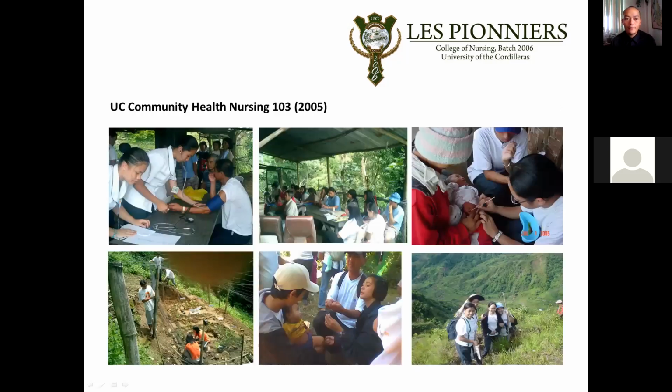Community 103, hindi ko sure kung third year or fourth year pa kami dito. You can see already that the groups are more organized. It is not only visiting house to house, but there are already programs that are being implemented in the barangay. So the first picture, nakikita nyo marami ng tao. Ibig sabihin, this is an organized event already.